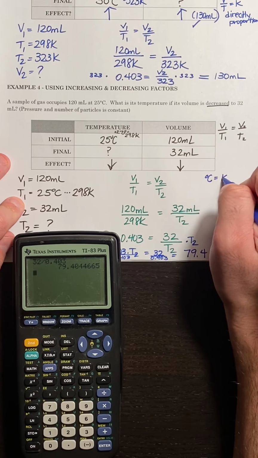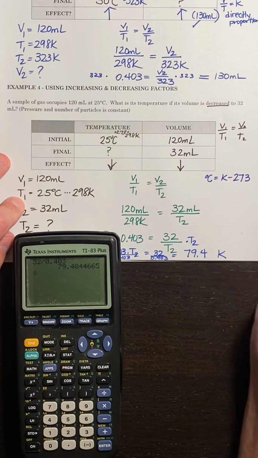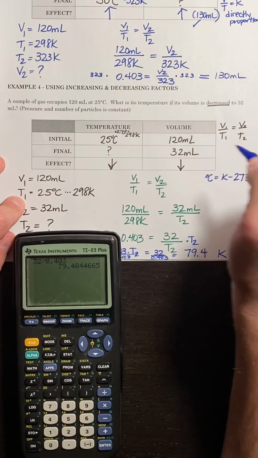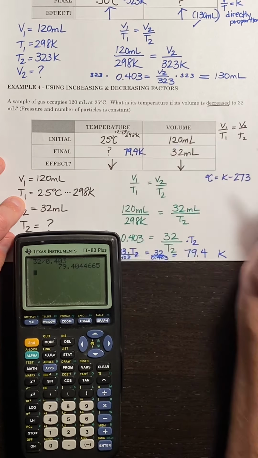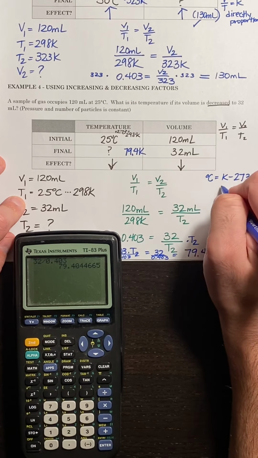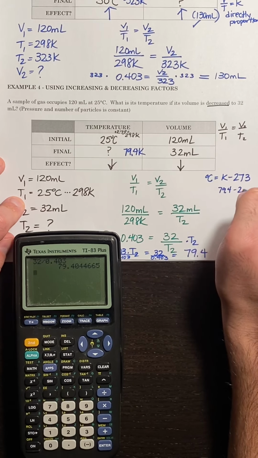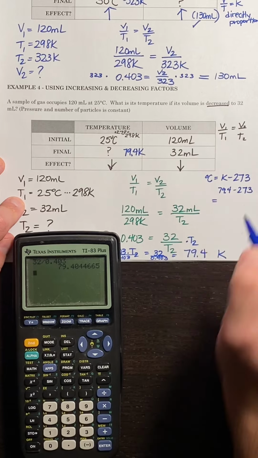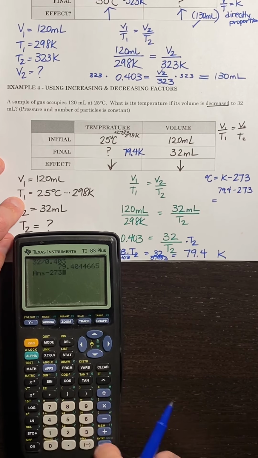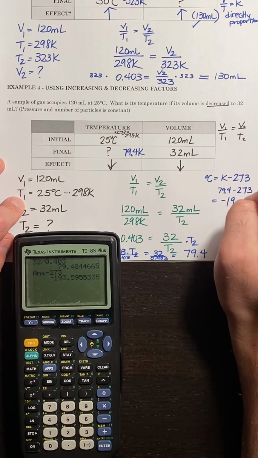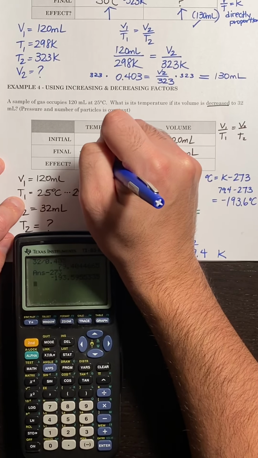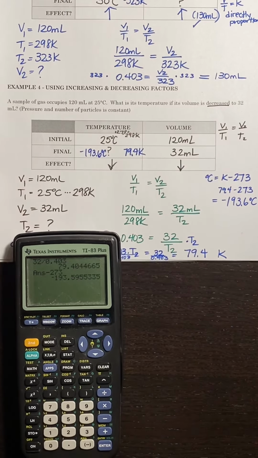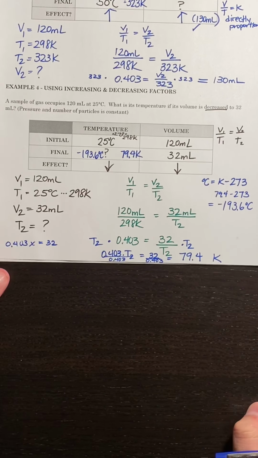Now, if I wanted this in degrees Celsius, it is Kelvin minus 273. So just in case I had asked that, I have it in Kelvin, it's 79.4. That's very small. If I want it in degrees Celsius, I would take 79.4 minus 273. I get a very negative temperature, negative 193.6 degrees Celsius, if I ask that. And that is how you solve this question.